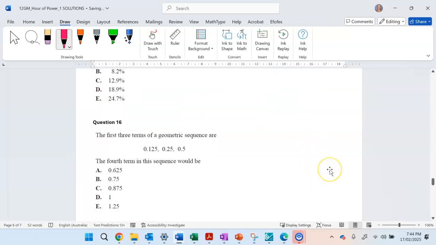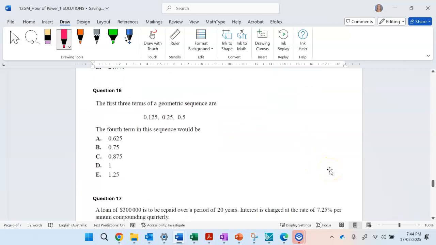All right, moving along. The first 3 terms of a geometric sequence are given, and we want the 4th term. So we get our common ratio first by taking the second value and dividing it by the first value. So that's 2. You could do that on your calculator. You can also see it's doubling each time, but with decimals it might be a little bit harder. So our fourth term, so that's first term, second term, third term, we just need to double that, gives us 1.